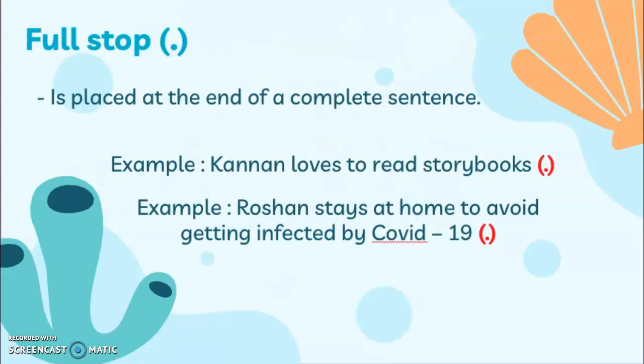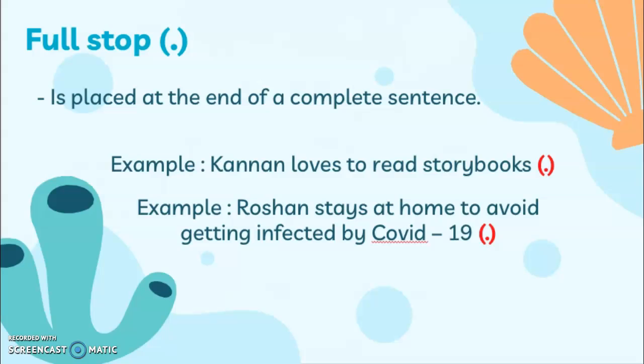Alright, so move on to the first item, which is the full stop. This is very important. When do we use a full stop? Usually a full stop is placed at the end of a complete sentence. So whenever you are writing a complete sentence, there must be a full stop at the end of it. For example, Kainan loves to read storybooks. So you have to put a full stop at the end of the sentence. And another example is, Roshan stays at home to avoid getting infected by COVID-19. So a sentence is complete when you include the full stop at the end of it.